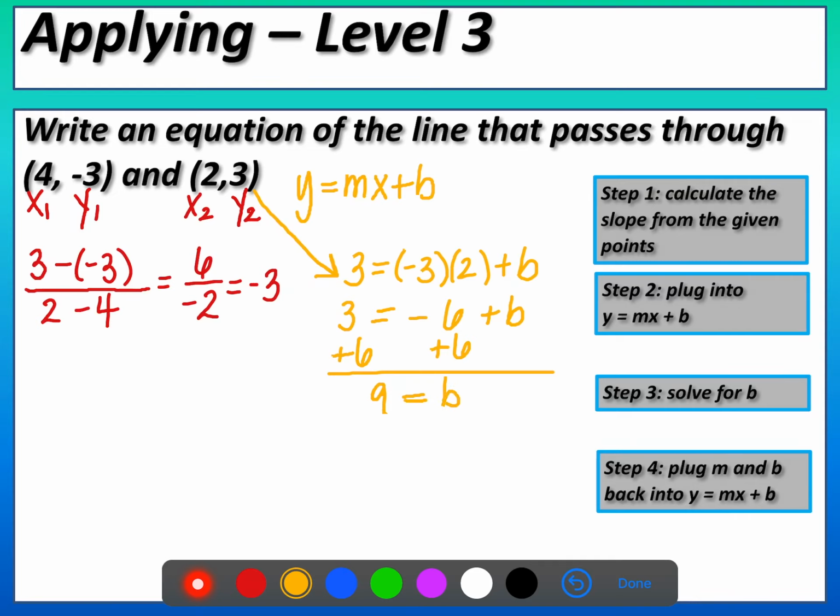Make sure that you write the equation. That is not your final answer. Okay, so what's different between level 2 and level 3? We have to solve for the slope in level 3, but then it is identical to a level 2 problem.